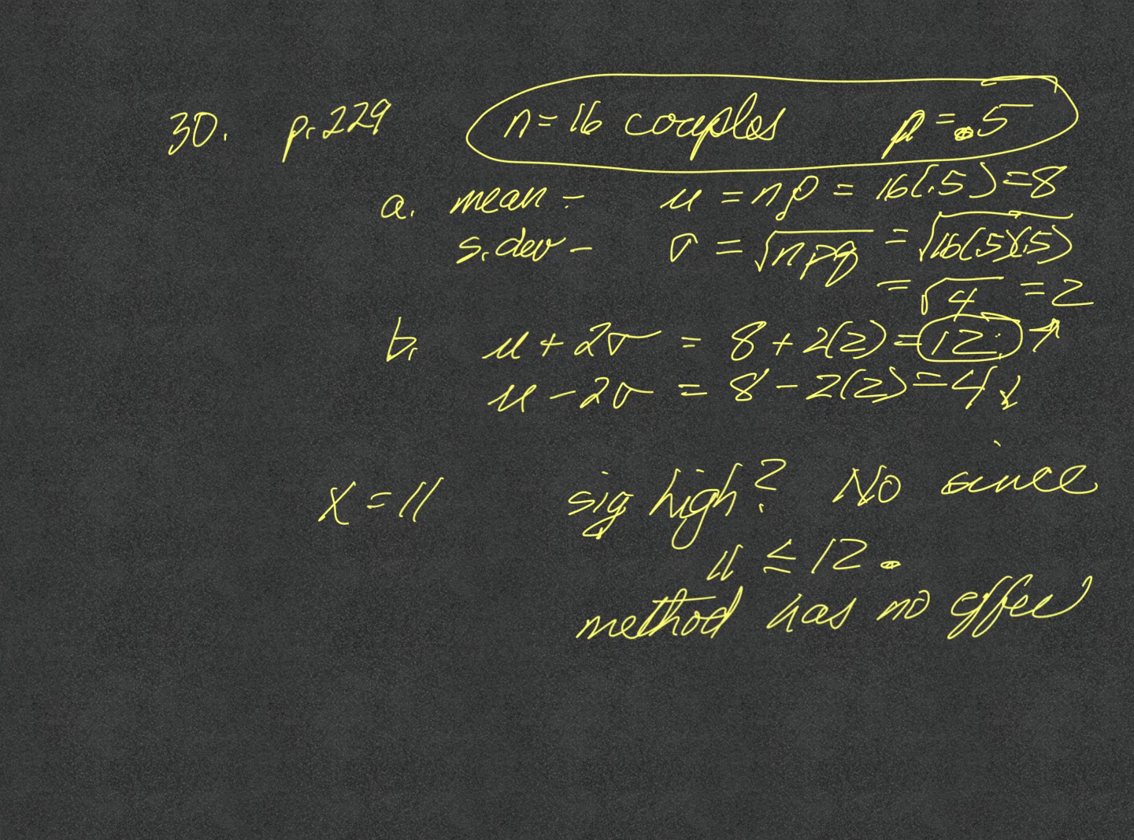So remember, if it's rare, significantly high or low, then there might be some effect. But if it's not rare, it's going to fall in the normal range, okay? And so that's kind of the last question. So hopefully you enjoyed that. Hopefully this will help you as you read through the section and start working on the problems.